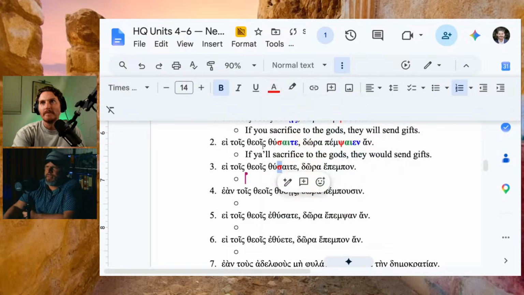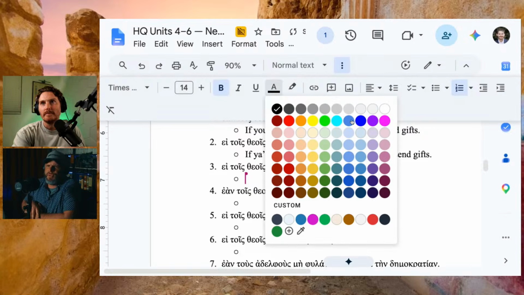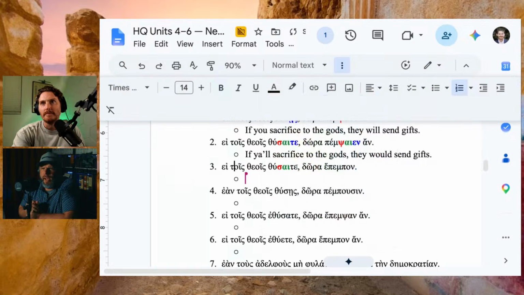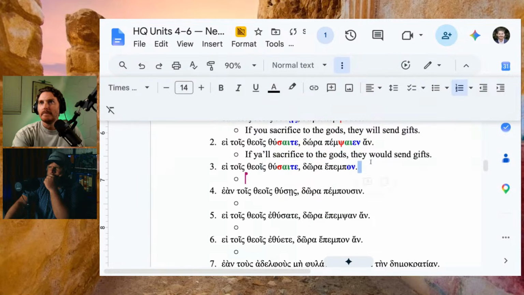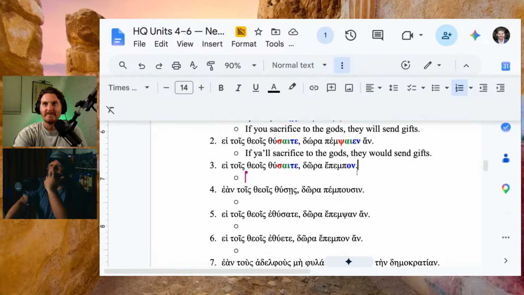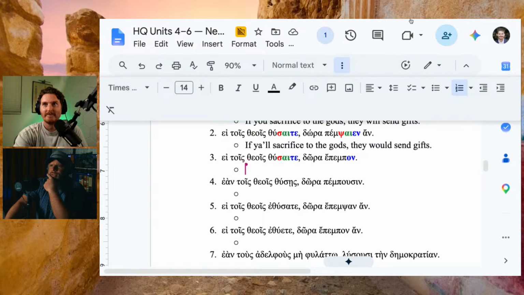Okay, let's do number 3. Tois theois thusaite dora pempon. Thusaite is the second person. It is. And this is a repeat from the one we just did, so don't overthink it. You could just copy and paste.